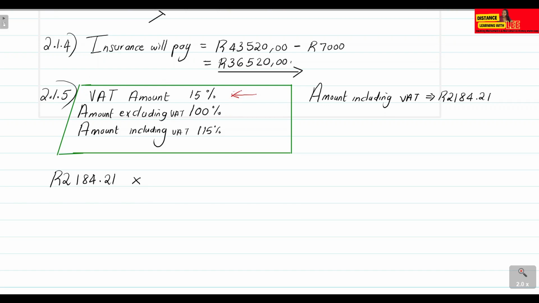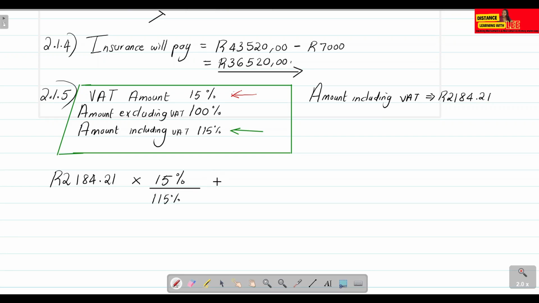So in this case, we're going to multiply by 15%, because that's what we want. We want our VAT amount. And then you're going to divide by what you have. What do we have? We've got the amount including VAT, and the amount including VAT in percentage form is represented by 115%. So you're going to divide it by that 115%. This is what you want, our VAT amount. This is what you have, the amount including VAT.